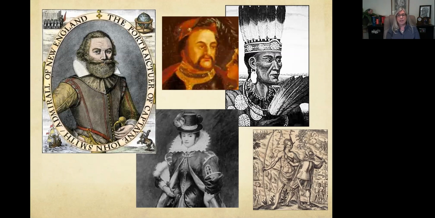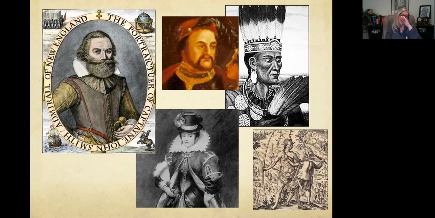Pocahontas does end up marrying John Rolfe. Now, there is question about whether that was by choice or whether she was forced to. John Smith, like I said, was not well liked by the settlers. He also was in an accident where gunpowder exploded in a barrel, and he was burned very badly. He didn't die, but he ended up going back to England after that accident.